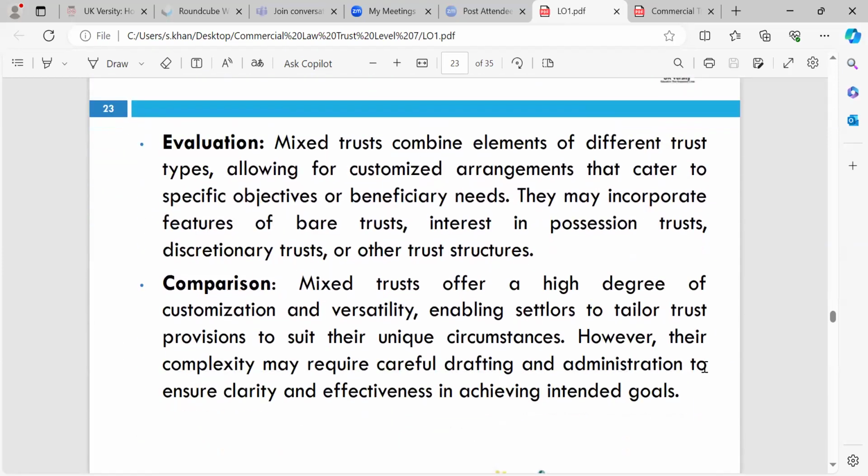Mixed trusts. And this is another form of trust. A mixed trust is a hybrid, which is a combination of more than one type of trust, typically part discretionary, part interest in possession trust. Different parts of the trust are taxed according to the rules that apply to each one. There's no special rules that apply to this one.